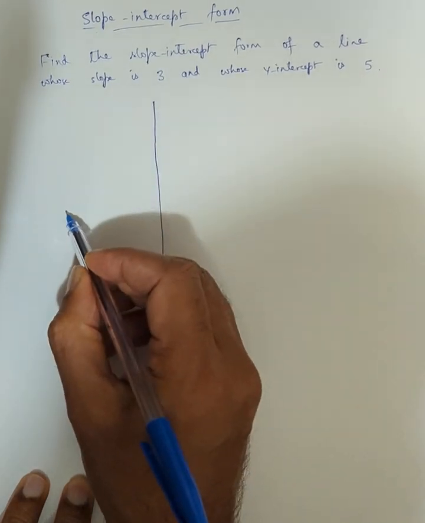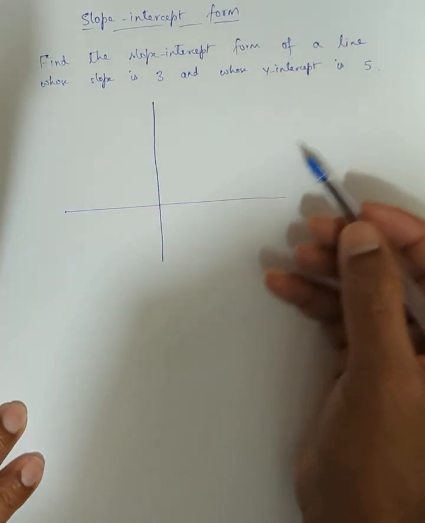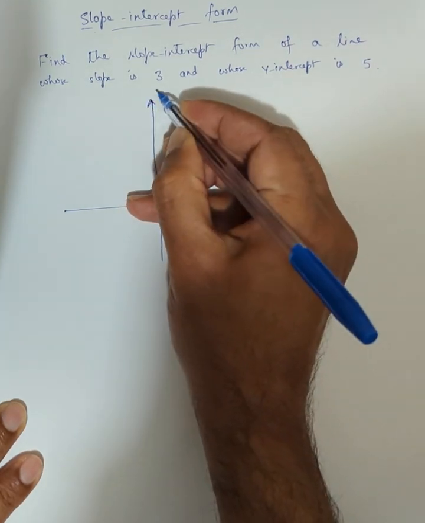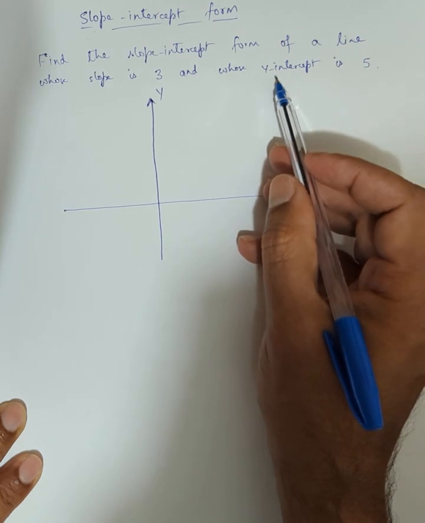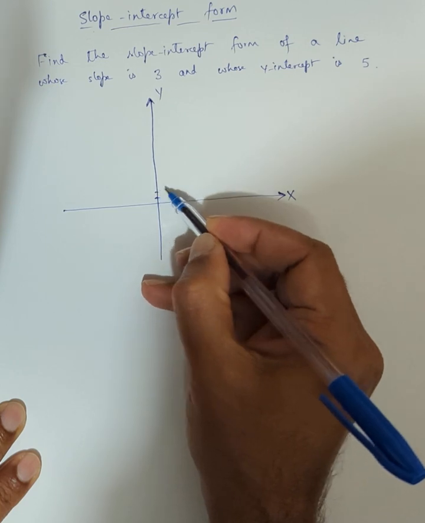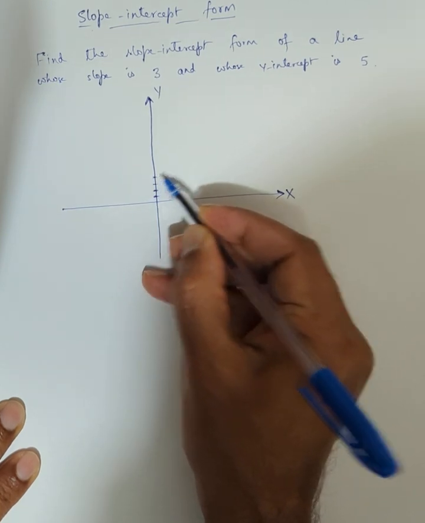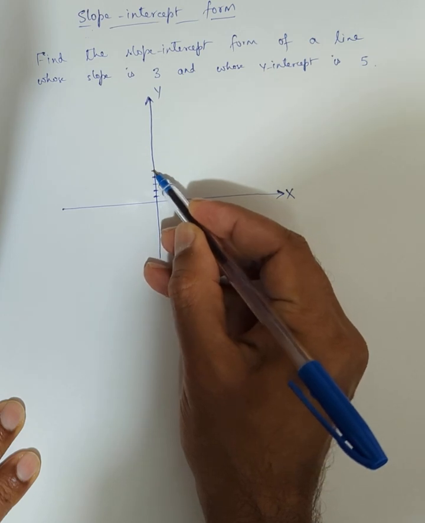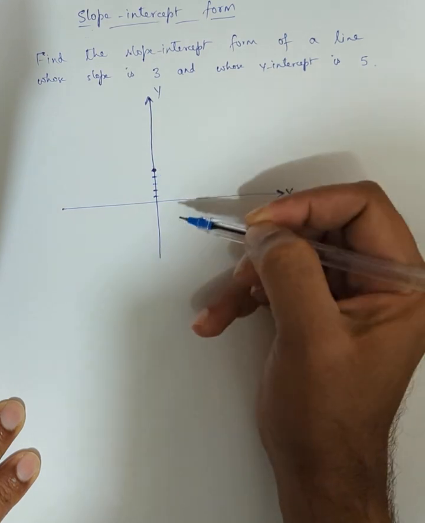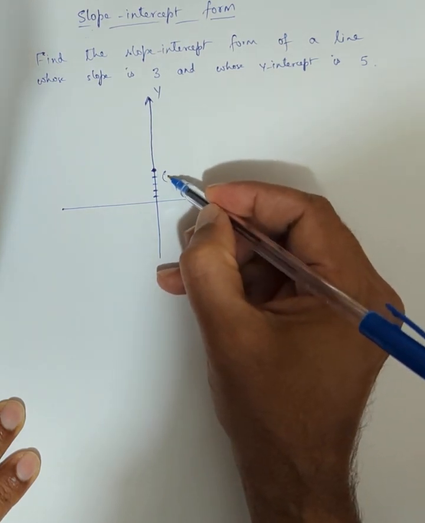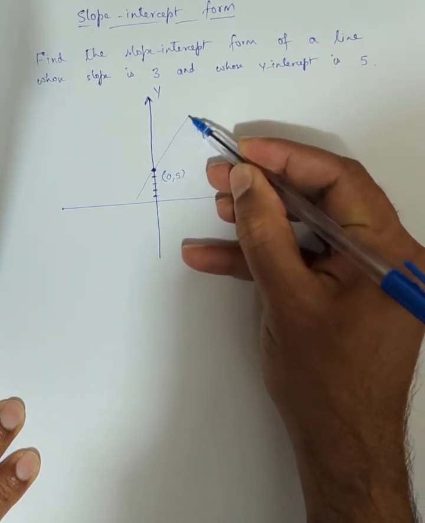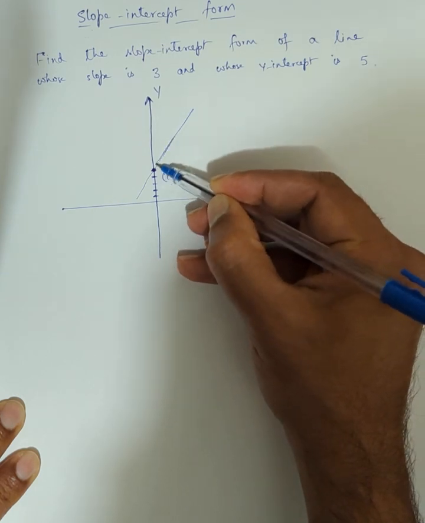So for this particular problem, let's draw the line. So y-intercept of 5 simply means that your line will meet the y-axis 5 units above origin. So on a graph paper, it looks like this. So this is the point through which your line passes. And your line has a slope of 3. So let's draw a line.